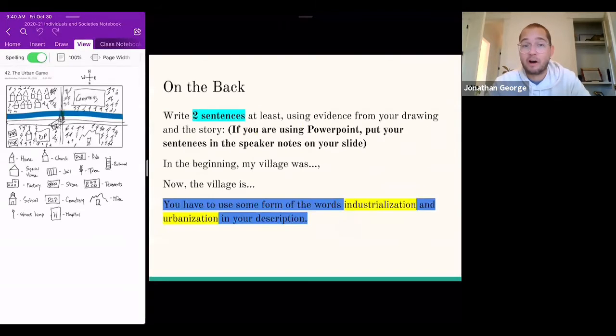That is where we left off. We did a quick reflection. In the beginning, this was on page 43, my village was, and you were to put that into 2 sentences. And then now the village is, and put that into 2 sentences. All right, and you are encouraged to use the words industrialization and urbanization in your description. Industrialization, again, is the growth of industries. Urbanization is the growth of cities, urban areas. Okay, I know that was a quick review. Any questions, put them in the chat.